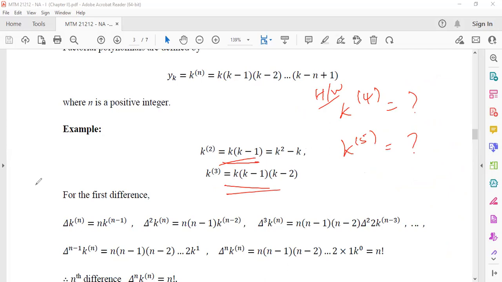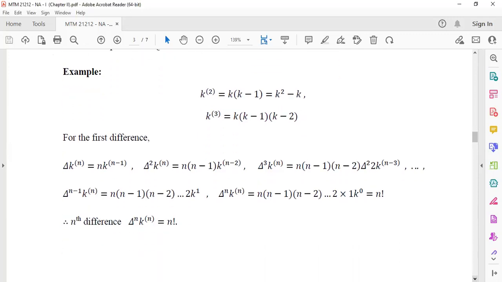Okay, let's find the general equation anyway. We can't multiply this way every time. We have to have some common general formula which can be derived quickly. So that's what we're going to study now. For the first difference, delta Kn, if it is Kn, we have n of Kn minus 1. Am I right?